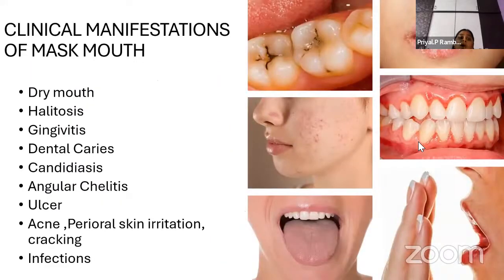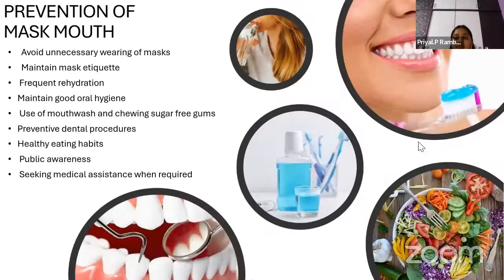Now, let's know about the signs and symptoms of mask mouth. It is dry mouth, halitosis, gingivitis, dental caries, candidiasis, angular cheilitis, ulcer, acne, perioral skin irritation, and infections. So, how do we prevent it? We all know prevention is better than cure. So, how do we do it?